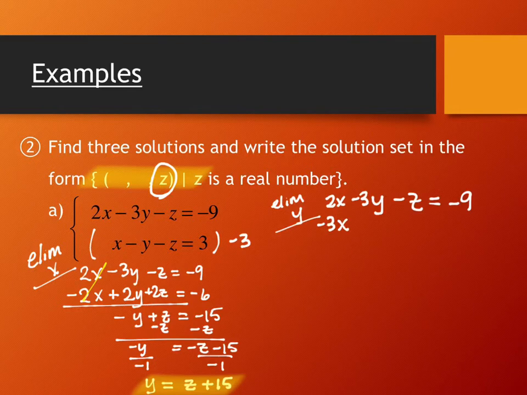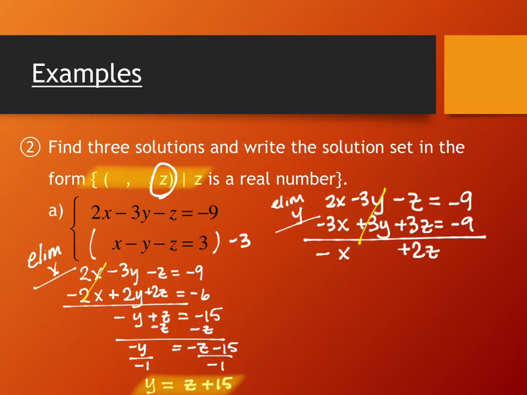So -3x, positive 3y, positive 3z equals -9. In doing so, the y's eliminate, right? On my x's now, I have -x. On my z's, I have positive 2z. And on the right-hand side, I have -18.